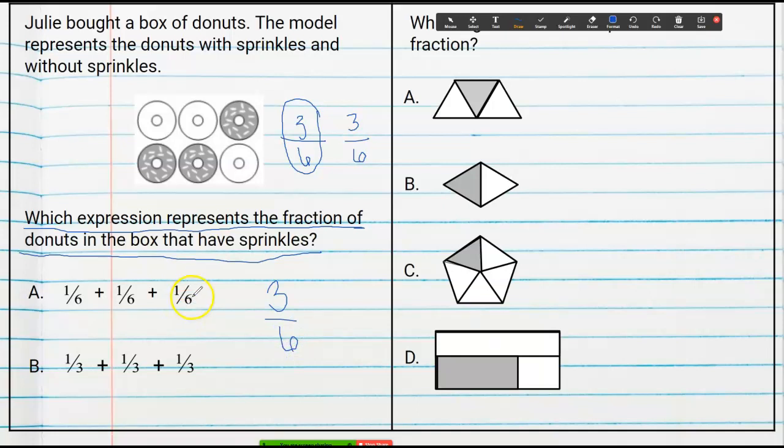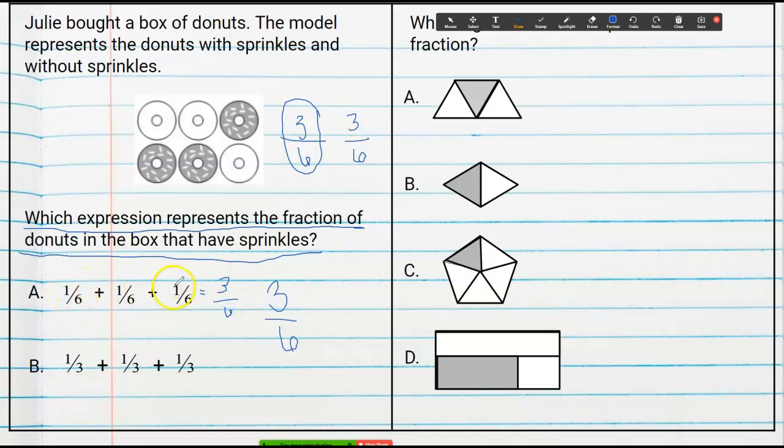Okay, and what they've done here is they've taken this fraction and broken it into unit fractions. If you'll notice, all of these have a 1 in the numerator, just like a unit fraction does. So if we add these fractions, 1/6 plus 1/6 plus 1/6. Remember, when you're adding fractions, you only add the top number. I get 3/6.